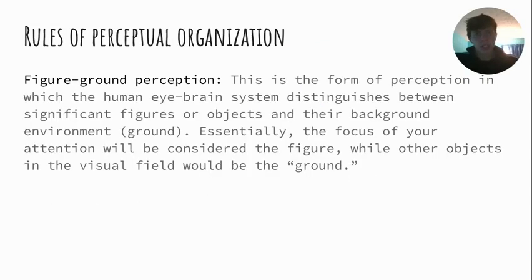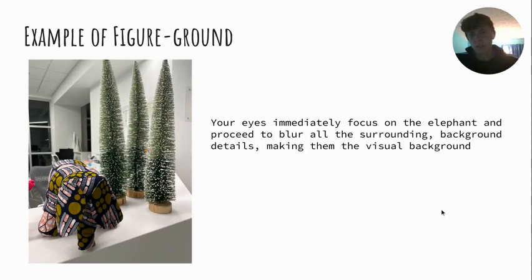Figure-ground is a form of perception in which the human visual system distinguishes between significant figures or objects and their background environment. Essentially, the focus of your attention will be considered the figure, while the other objects in the visual field will be the ground. So in this picture, you are going to be focusing on the elephants up close, while the trees and everything else in the background are going to be blurred out, and they are going to be the visual background.